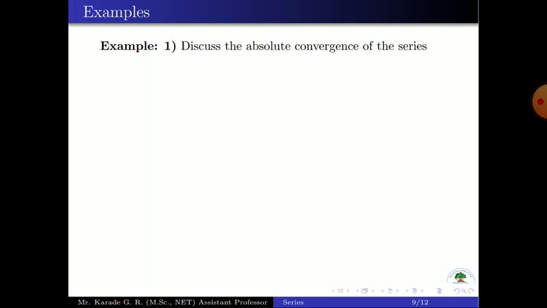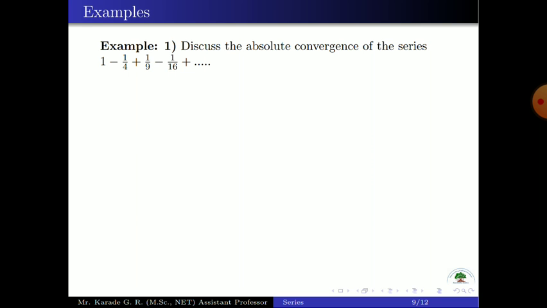Discuss the absolute convergence of this series. So first of all we see what is the series. So 1 minus 1 by 4 plus 1 by 9 minus 1 by 16 plus dot dot dot. What we have to do here is discuss the absolute convergence. We just have to check the modulus of that series, the absolute series of the given series, whether it is convergent or divergent.